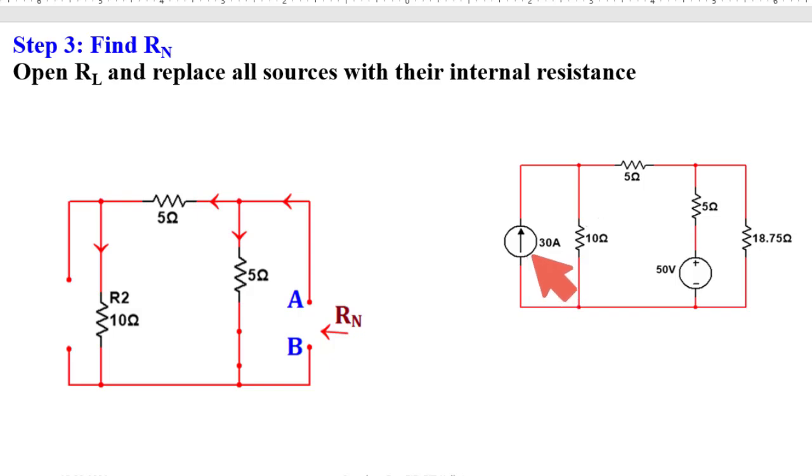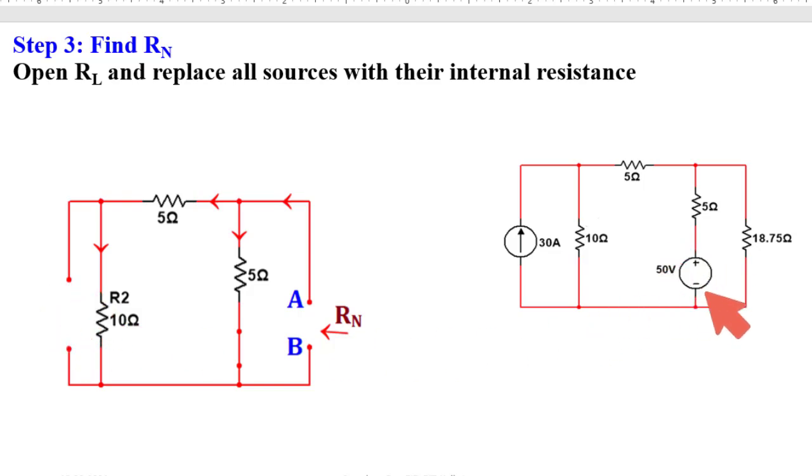No internal resistances have been mentioned here. So considering voltage source and current source both are ideal. For ideal current source, the internal resistance is infinity. So this will be open circuit.